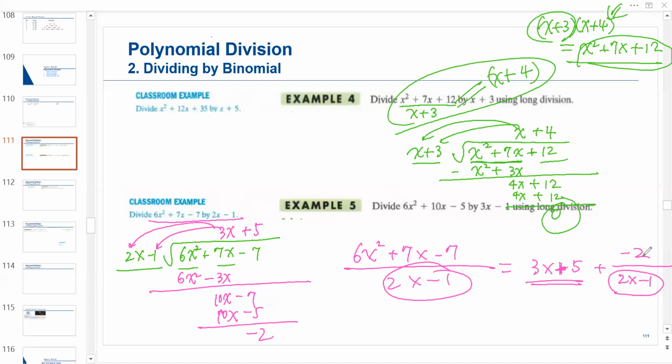So this is the quotient. This is the remainder. This is the numerator.